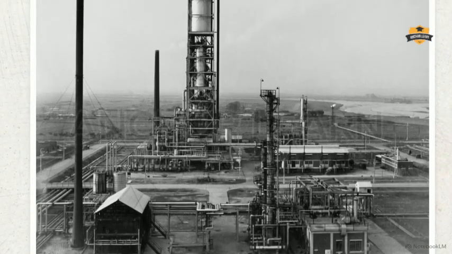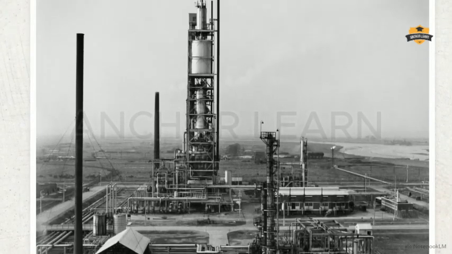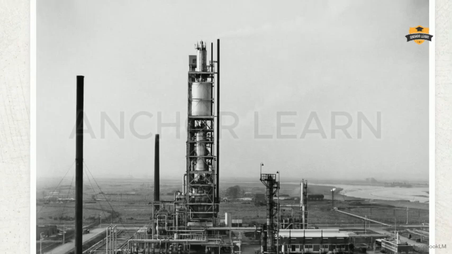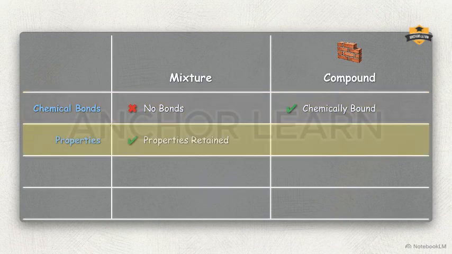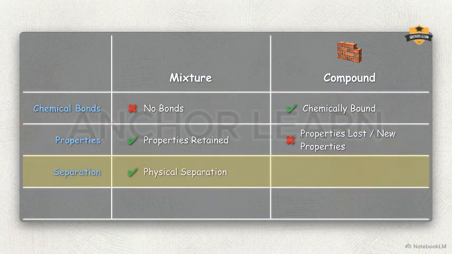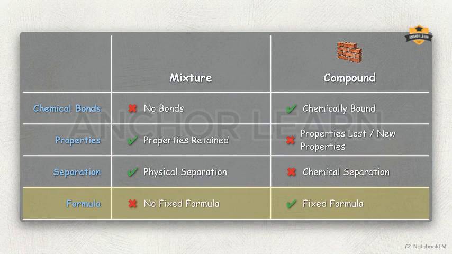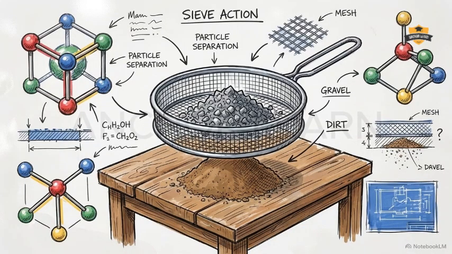This logic scales up. Whether working in a tiny lab beaker or a massive industrial distillation tower, a mixture is separated through physical means. Let's map this out. A mixture has no chemical bonds. It remains loose. A compound is chemically bound. In mixtures, properties are retained, and separation is physical. A compound requires chemical separation and follows a fixed formula. Therefore, a physical change is merely the sorting or mixing of materials. You are rearranging the site without pouring or breaking the chemical cement.